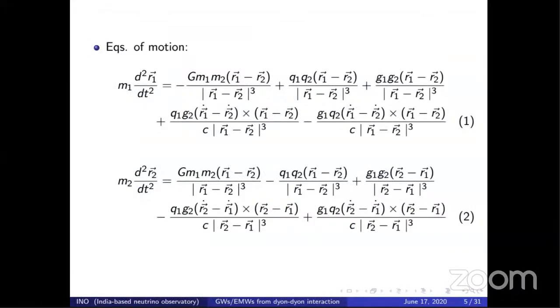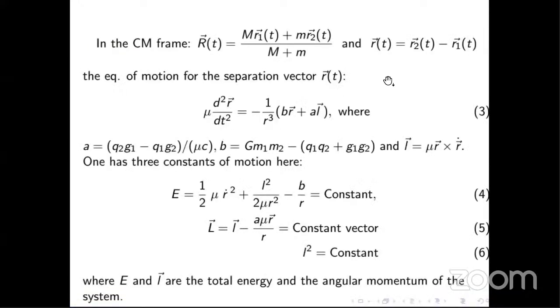And one can trivially work out that if these two dyonic systems are moving with non-relativistic speeds, then the equation of motion is given by this. There's the gravitational interaction, the electrostatic interaction, the magnetostatic interaction, but also there are Lorentz force terms coming in because the charged particle is moving in the field of the magnetic monopole, and therefore you have the cross product terms also. And this is a very interesting mathematical problem. Next slide, please.